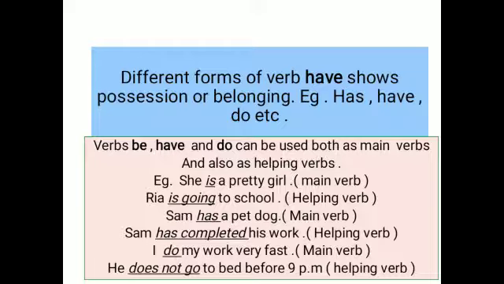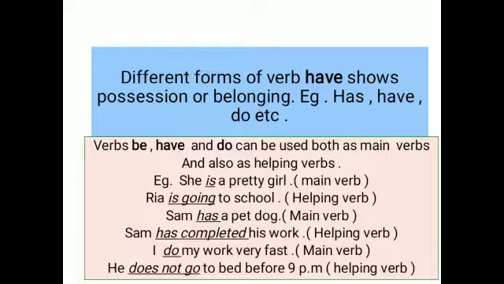The verbs be, have and do can be used both as main verb and as helping verb. So let us see their examples. First one, she is a pretty girl. Here is is a verb, that is the main verb. Ria is going to school. So going is a verb and is is a helping verb. So here you can see that in the first sentence is is the main verb and in the second sentence is going, is is a helping verb.